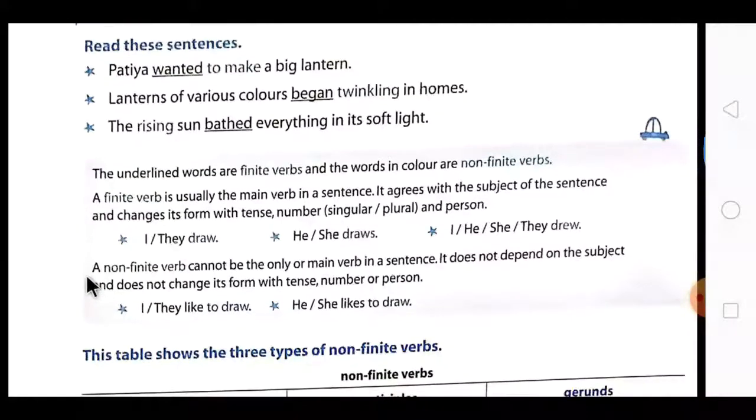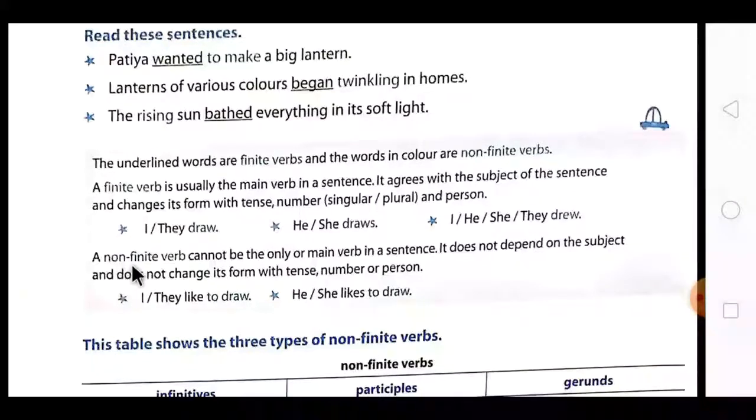Then the next definition is about non-finite verbs. What do you mean by a non-finite verb? A non-finite verb cannot be the only or main verb in a sentence. It means it is not the only verb in the sentence. It will be the other verb. It does not depend on the subject and does not change its form with tense, number or person. It has no relation with the subject.